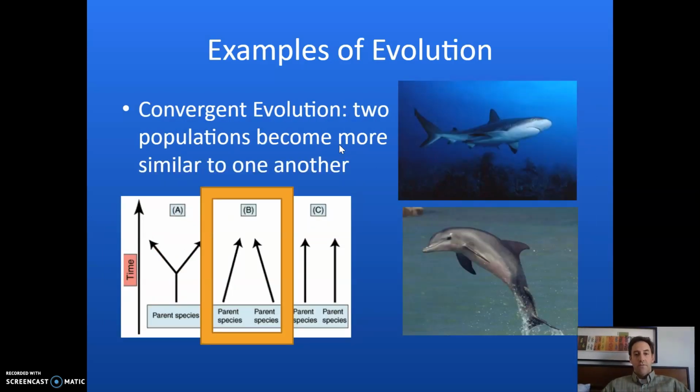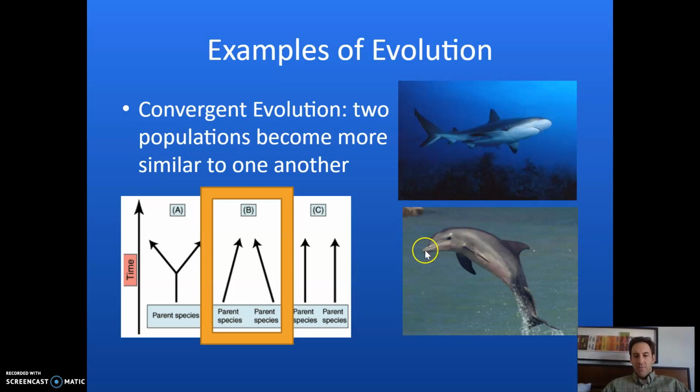Convergent evolution is where two species become more similar to one another. And so you may have heard that dolphins are not fish. They are in fact mammals. They are not related to fish really at all. And yet superficially, they do kind of look like sharks, which are fish. Why is that? Well, this is a result of convergent evolution.